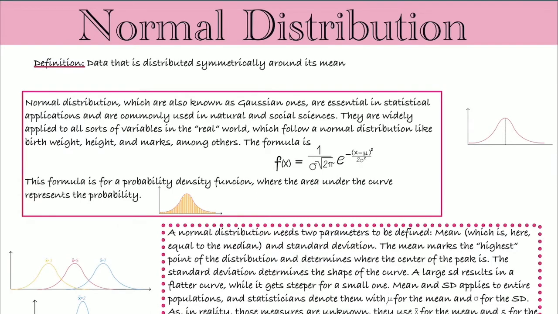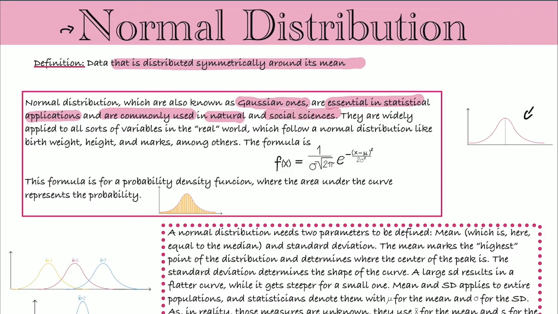Today we have another mathematical topic, which is the normal distribution. Normal distribution is data that is distributed symmetrically around its mean, as you can see here. You might know it under the term Gaussian ones. So those are essential in statistical application.